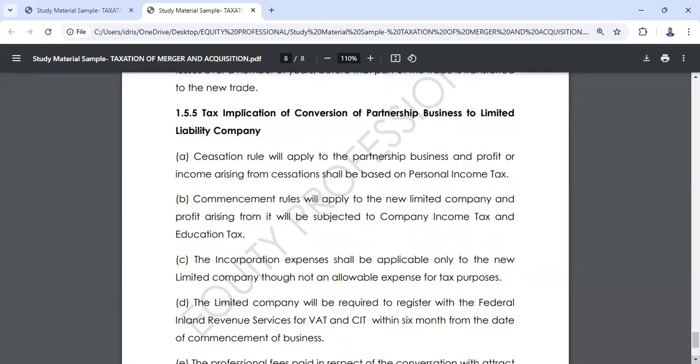Number three, tax implication. Incorporation expenses incurred during the conversion of partnership business to limited liability company will be treated as disallowable expenses. It's not going to be allowed for tax purpose.